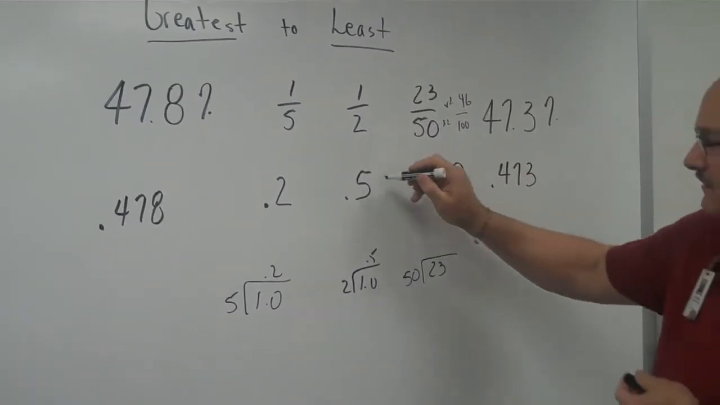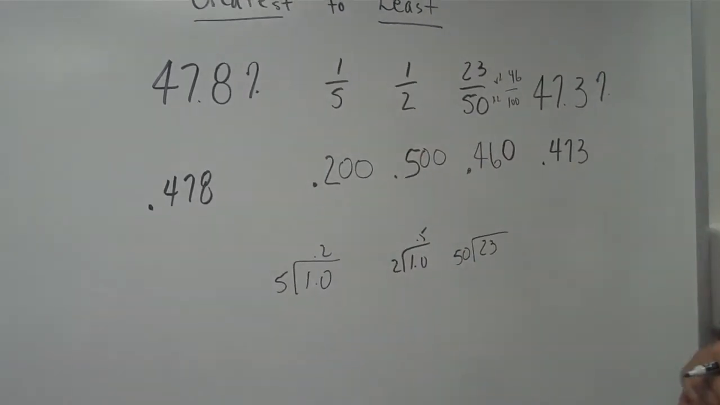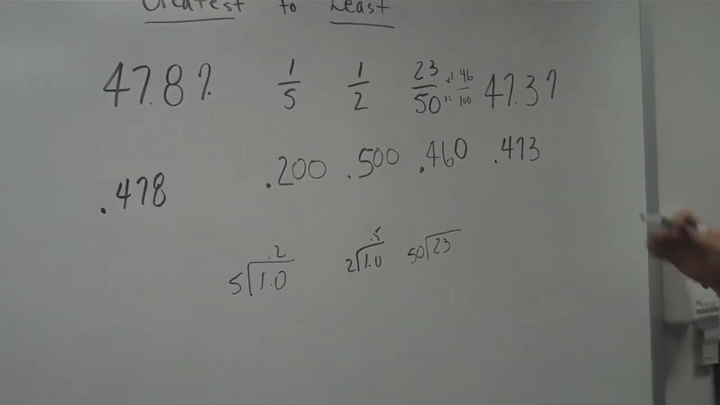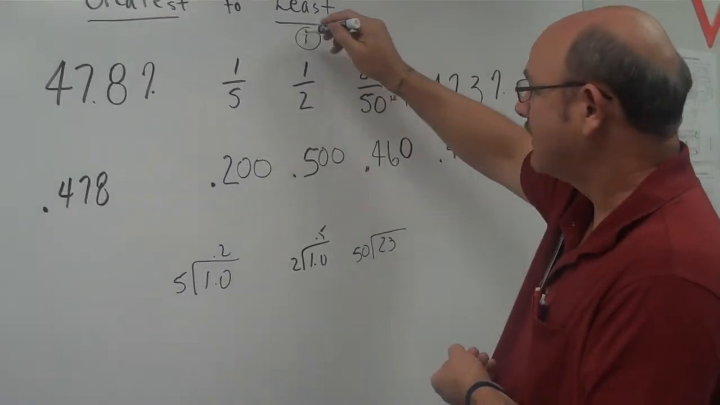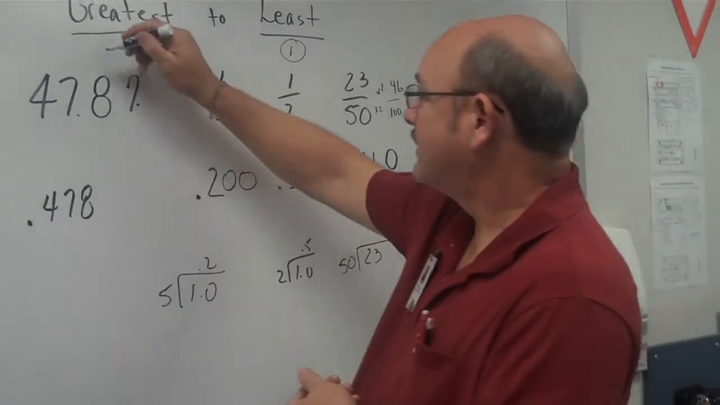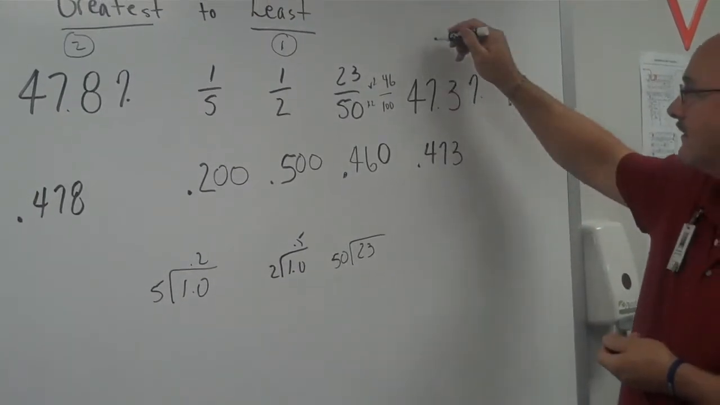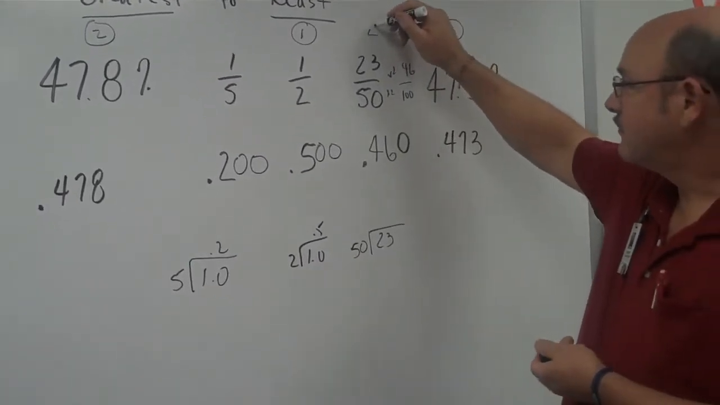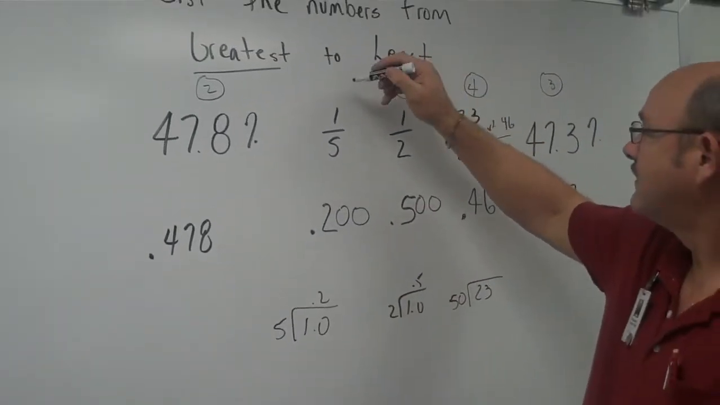They're all decimals. Let's make them have the same amount of digits: 3 digits, 3 digits, 3 digits, 3 digits. So I'm looking for greatest to least. My greatest number must be 500, so 1/2 is my greatest. Next, it appears 478, 47.8%. 473, 47.3%. 460, 23/50. And lastly is 1/5, our least amount.